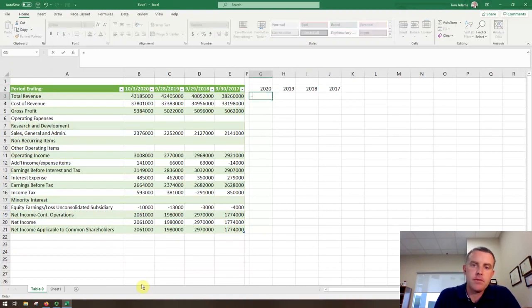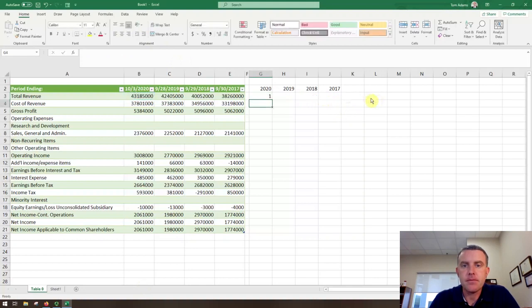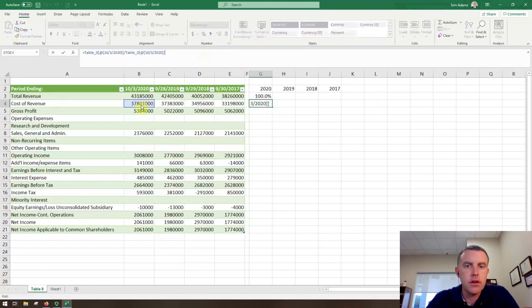And we're going to say 2020 is going to be equal to 2020 divided by 2020, right? And we'll just put this in percentage terms. And let's see what this looks like when we carry it down. And so I want to change this to that.